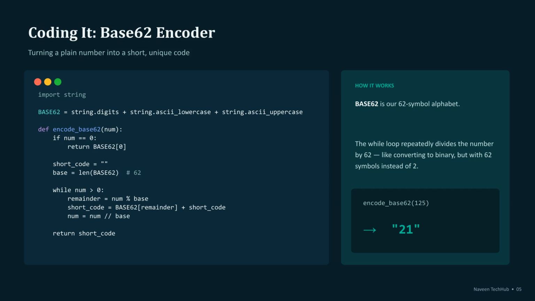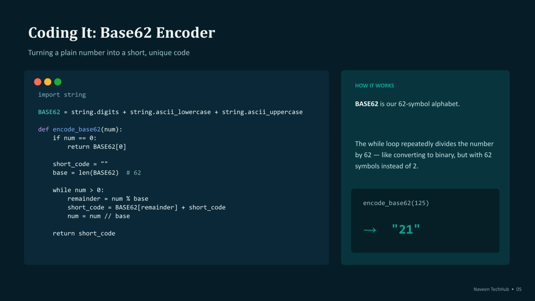Here, we divide by 62 because Base62 has 62 symbols. Each time we divide, we take the remainder. That remainder tells us which character to pick from the Base62 alphabet. For example, if the remainder is 5, we pick the character at index 5. If the remainder is 61, we pick the last Base62 character. Then we add that character to the front of the shortcode.